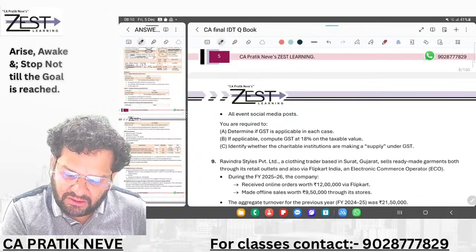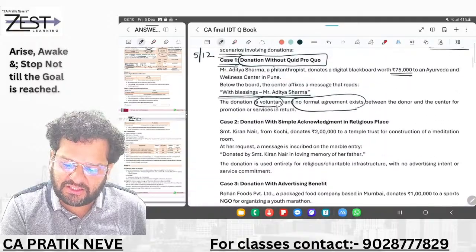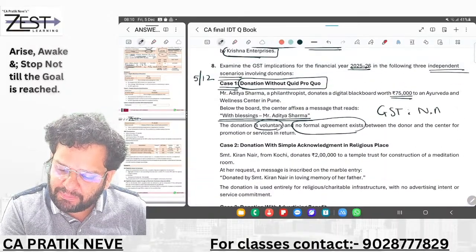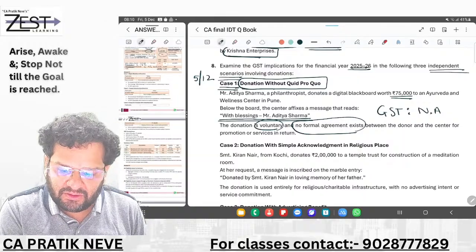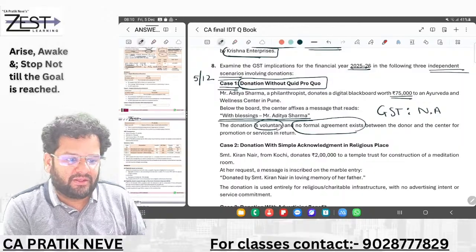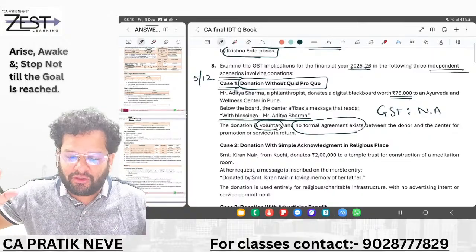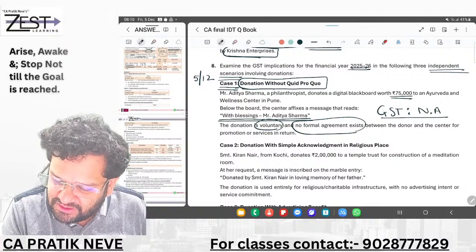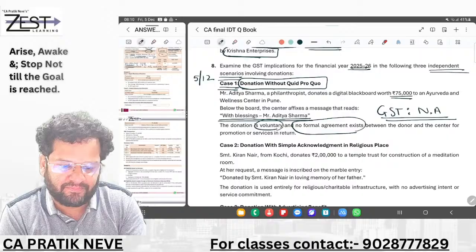Question is, determine if GST is applicable in each case. So in the first case, GST is not applicable. Why? For the obvious reason that it is just a donation. Mr. Aditya Sharma has just given the whiteboard. There is no question of GST in this case. Nothing in return is there.